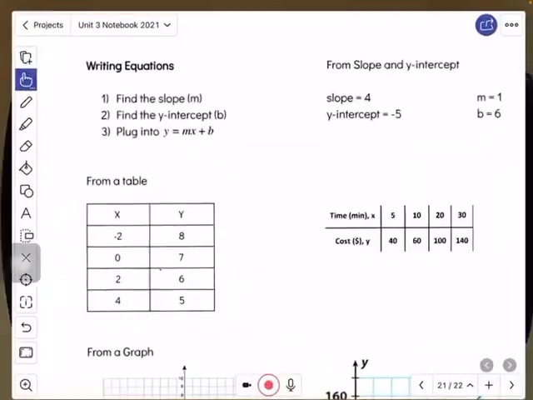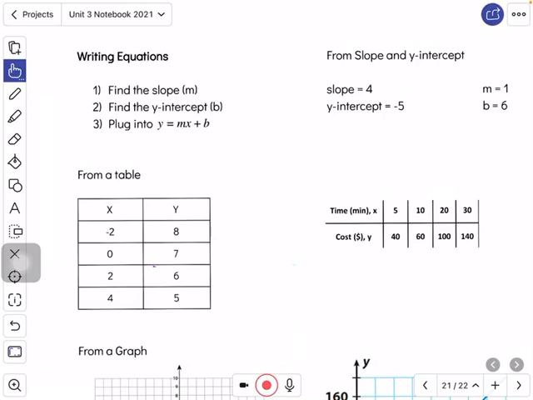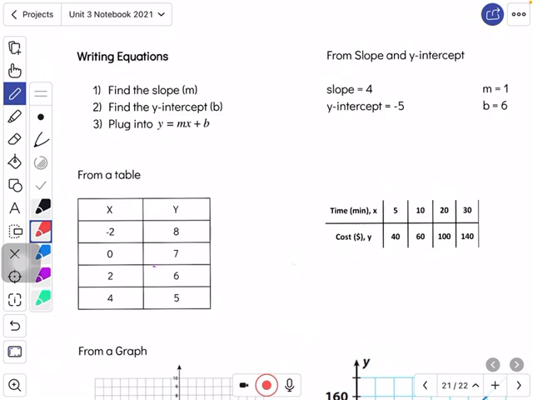Today we are going to be writing equations. This is the last major topic for Unit 3. So to write equations, we're not using anything new. We're just using what we know how to find, slope and y-intercept, and taking them and plugging them into the equation y equals mx plus b.